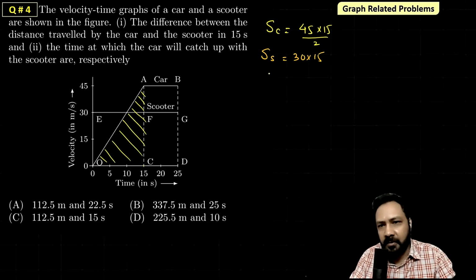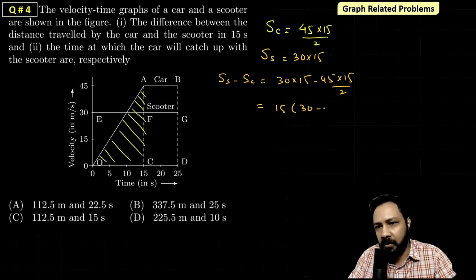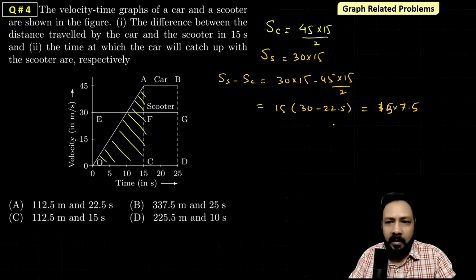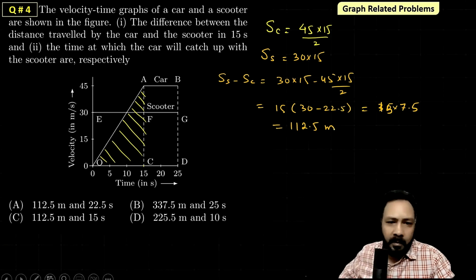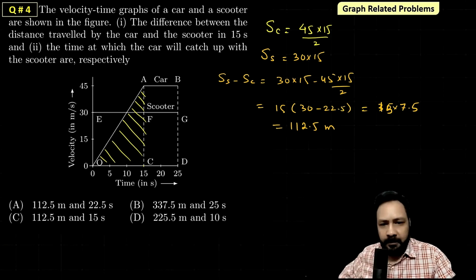So their difference is equal to SS minus SC. So 30 into 15 minus 45 into 15 by 2. Take 15 common. 30 minus 45 by 2 is 22.5. So that is 15 into 7.5, and that will be how much? 112.5 meter. So it could be option A or C.